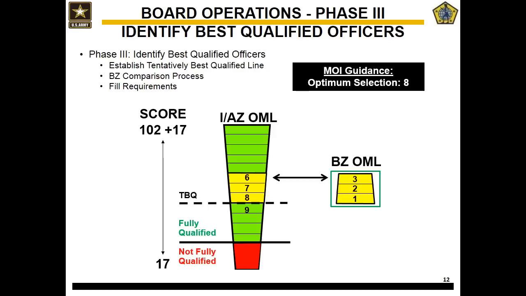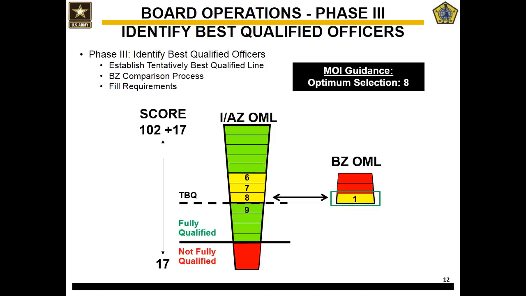The BZ officers are administratively placed at the top of the in and above zone OML for the purpose of filling requirements. If by majority of the board, the BZ officer at OML position 3 is not found to be clearly superior, then the board will compare the next two officers at BZ OML position 2 and in and above zone OML position 7. The board will continue this process until a BZ officer is found to be clearly superior or until the BZ OML is exhausted.